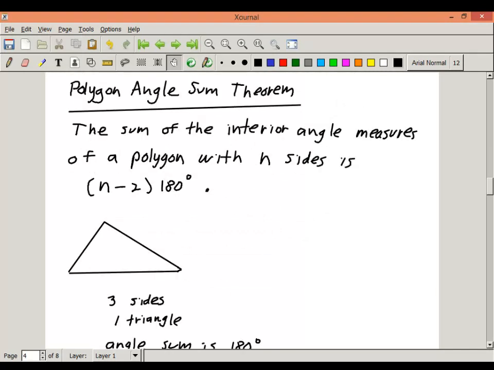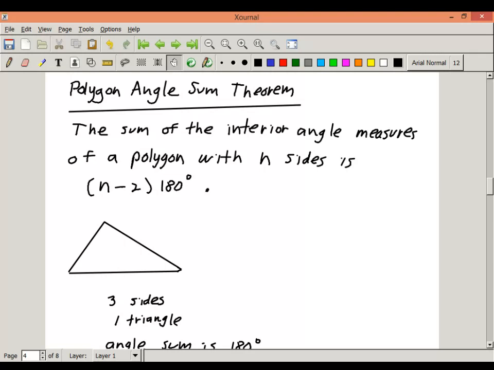Okay, so we come to our first theorem. This is the polygon angle sum theorem. I'm going to consider this pretty important. I'm going to read the theorem to you. We're not going to do a literal proof of it. I'm going to give you some examples and show you how it's actually believable without actually proving it rigorously.